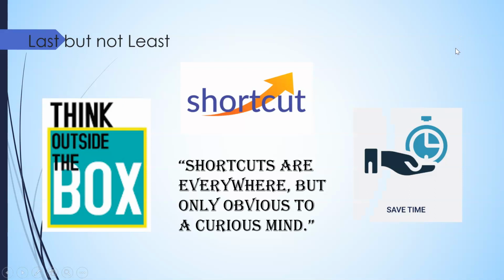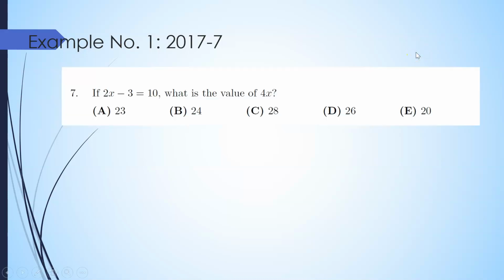So let me demonstrate these strategies by using some examples below. Example number 1. This question is from the 7th question in the year 2017. The question is, if 2x minus 3 equals 10, what is the value of 4x?